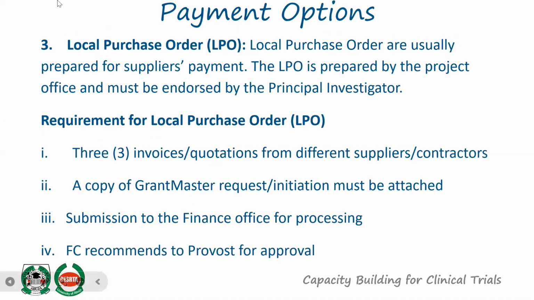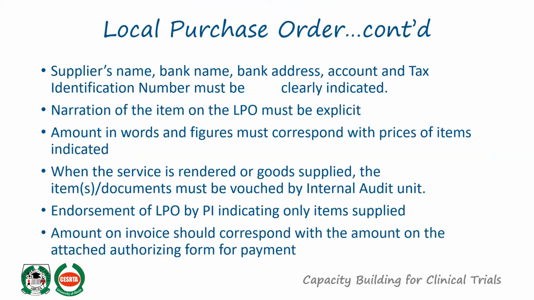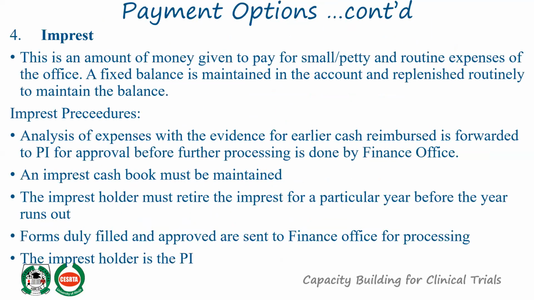So we have other payment options like local purchase order. I know this one cuts across almost all institutions, especially in Nigeria. That's the local purchase order. So we use this majorly for purchases. There are so many contractors that are used to this. So we get different quotations and we make the payment. And of course, it has its own downside and everything that must be done. We have the procedures also to be followed.